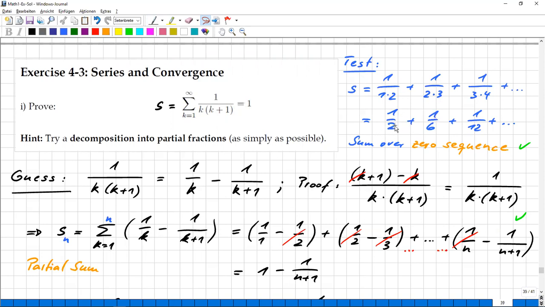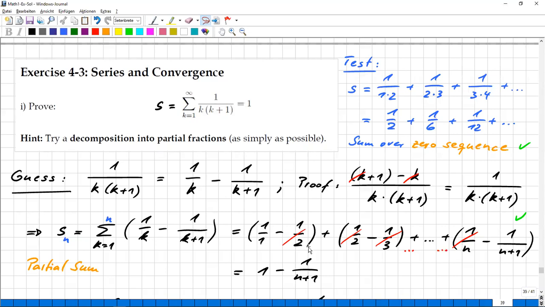This 1/2 is now represented by 1 minus 1/2. This one, 1/6, is represented by 1/2 minus 1/3, which you can easily see that's correct. 1/2 minus 1/3 equals 1/6. And the next one then accordingly, well, it's 1/3 minus 1/4. So that's true. But this is the difference, and then I'm summing up.